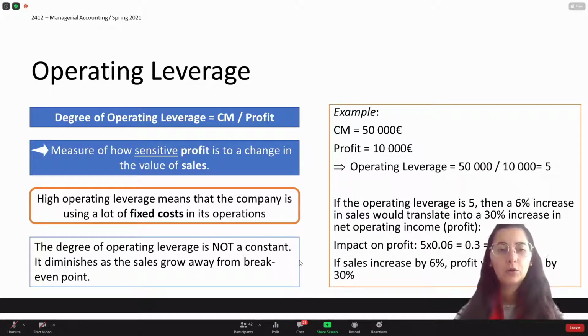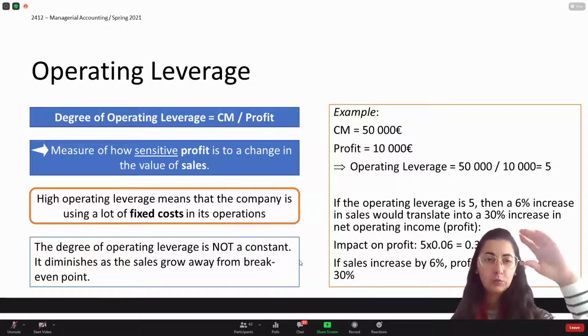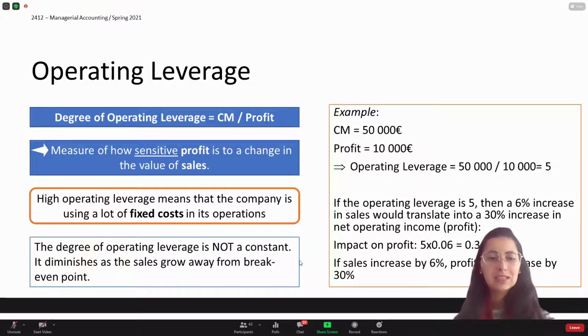So now we're going to talk about the operating leverage. The degree of operating leverage we can calculate by taking the contribution margin and dividing it by the profit. It's a measure of the sensitivity of profits to a change in the value of sales. This is also, similarly to the contribution margin ratio, a very important metric for organizations to use when they want to very quickly see the sensitivity of profits to a change in the value of sales.